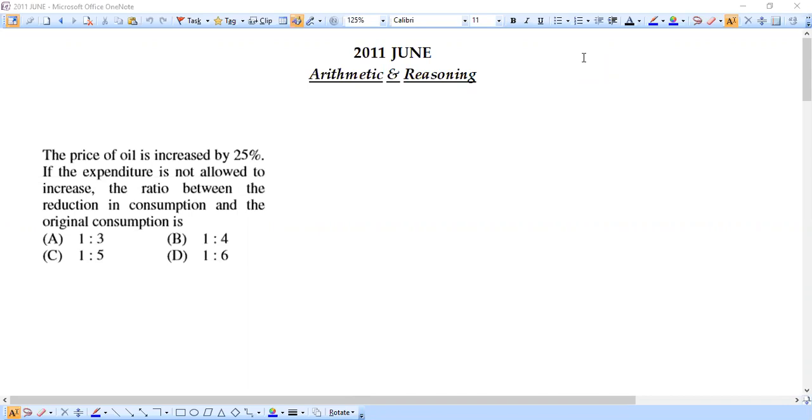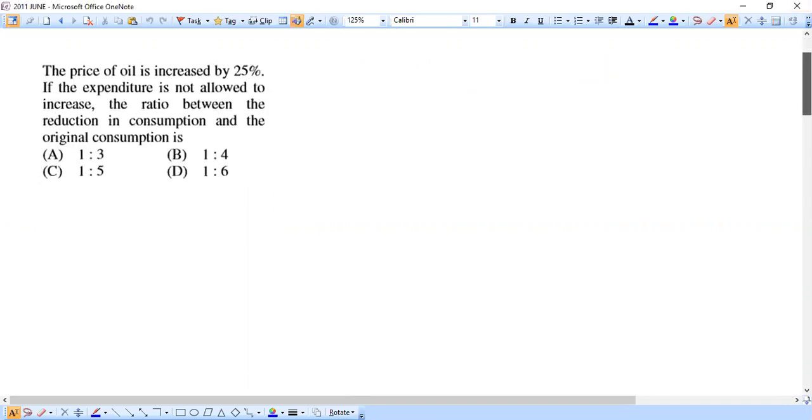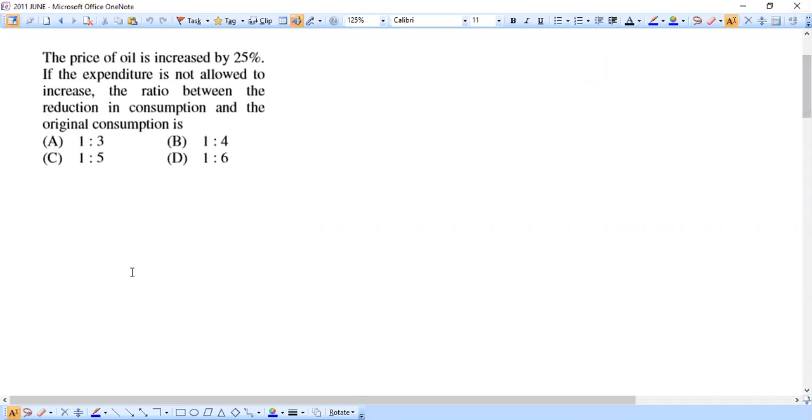So question number 1. Our question 1 is from a topic, it seems to be percentage, is it or not? Let's see what is there in the question. Yes, this is question 1 with us.